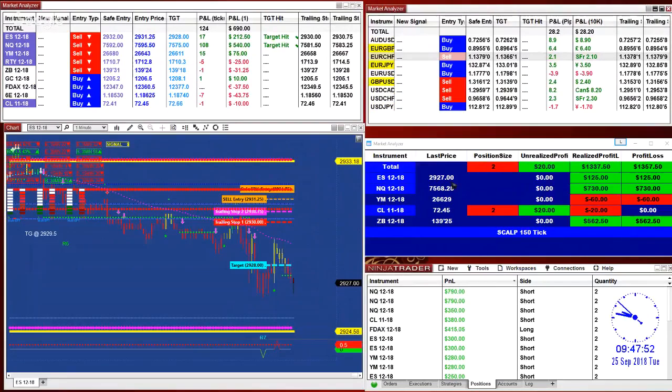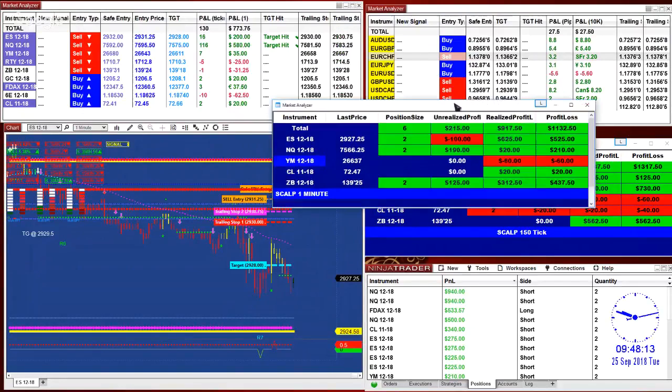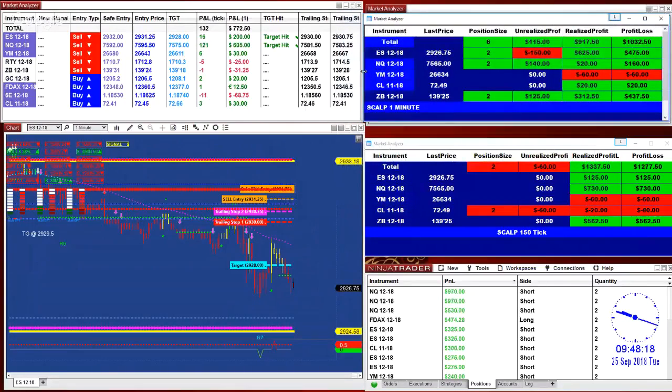On this market analyzer, it is the scalpers. We use the same time frame. The two options on the time frame are 1 minute and 150 ticks. This is the only time frame we use for scalping, the 1 minute scalping and 150 ticks scalping. So this is what we use on the scalper.